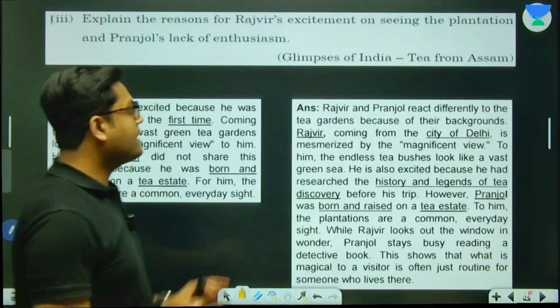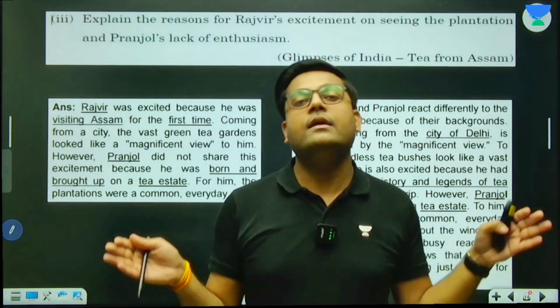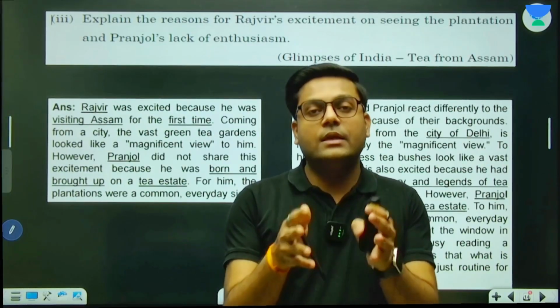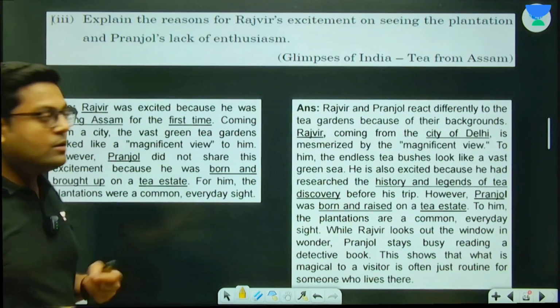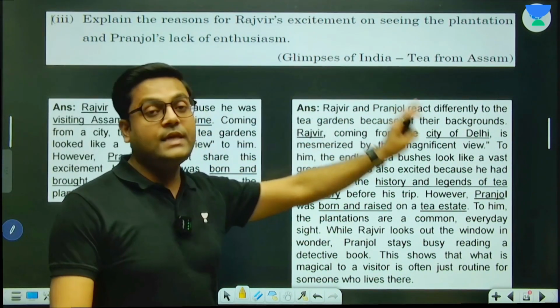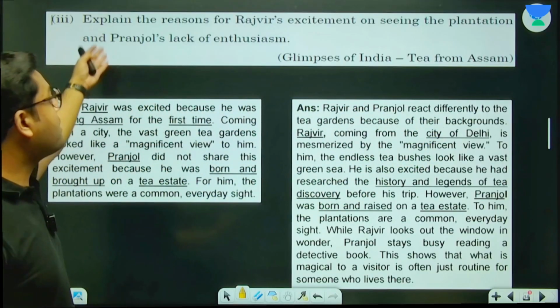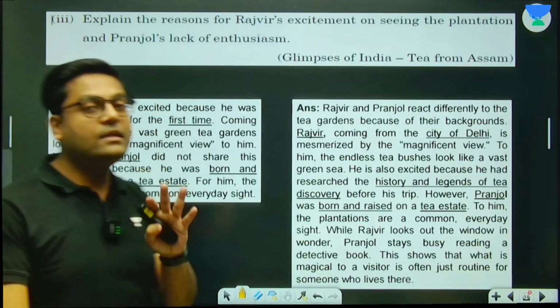चलो, एक लास्ट क्वेश्चन हम लोग डिस्कस कर लेते हैं कि कैसे हम लोगों को आंसर को एक्सपैंड करना है, या फिर कैसे उसको शॉर्टन करना होता है. सो लेट्स सी. द क्वेश्चन इज, अगेन इट इज अ PYQ. Explain the reasons for Rajveer's excitement on seeing the plantation and Pranjal's lack of enthusiasm. First of all, we need to understand the question itself.